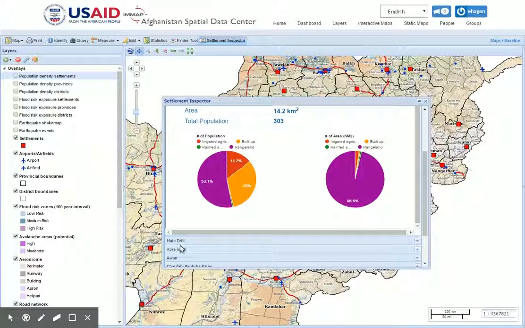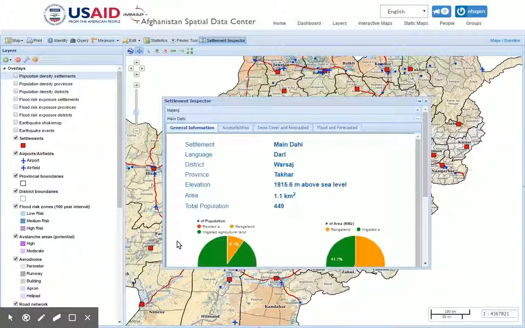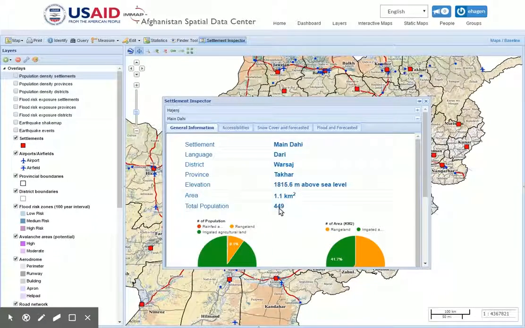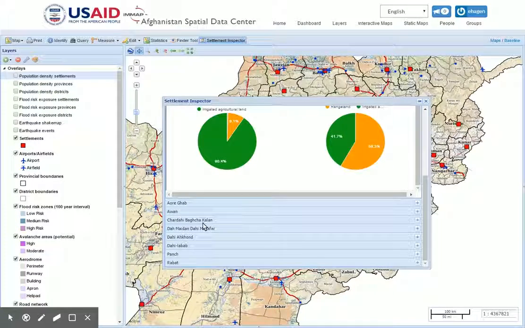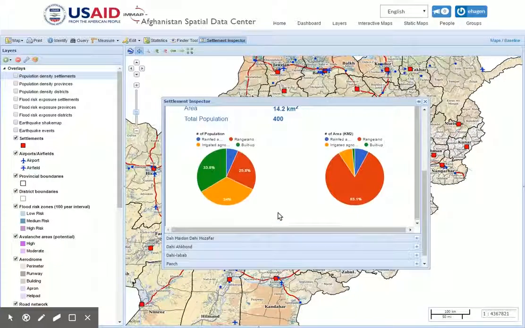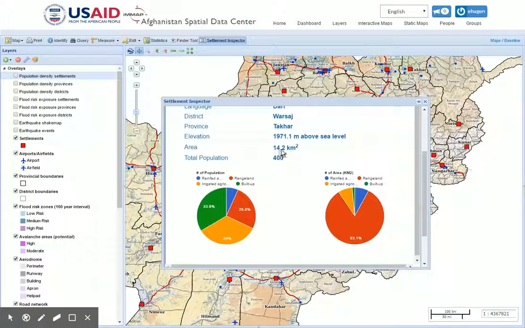Here below, you will find the nearby other settlements. For instance, this settlement has 449 persons living in it and only has an area size of 1.1 square kilometer, which probably means that there are a few settlements very close by. Let's go here. The settlement again has 14 square kilometers and 400 people live in it, and has a very similar pie chart breakdown.